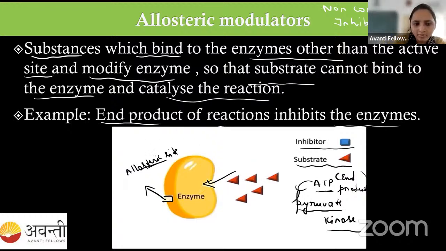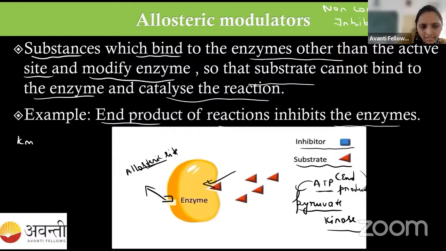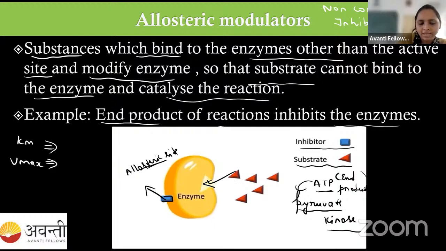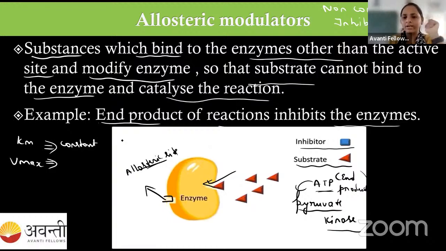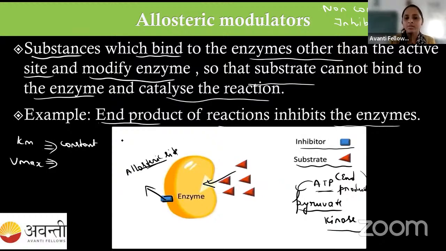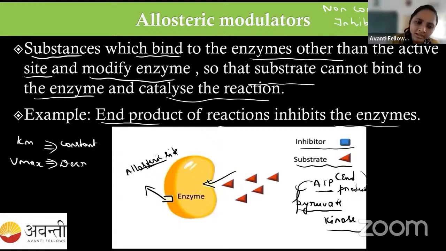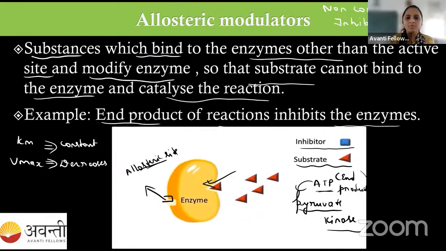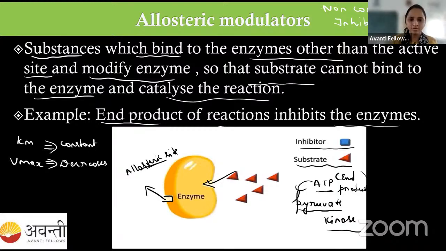Another thing you have to remember here is about the Km and Vmax. Can anyone tell me what happens to the Km and the Vmax? Km is constant. Km is constant in the allosteric modulator because there is no competition, right? If there is no competition, how would the Km increase or decrease? It will be constant. Then coming to the Vmax, Vmax is going to decrease. The enzyme's maximum activity is going to decrease. Okay, students, this is about the allosteric modulators.